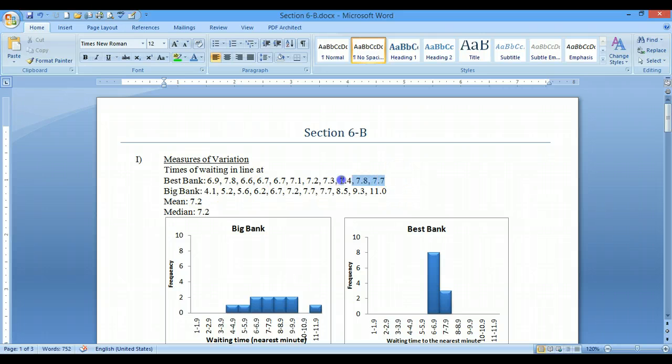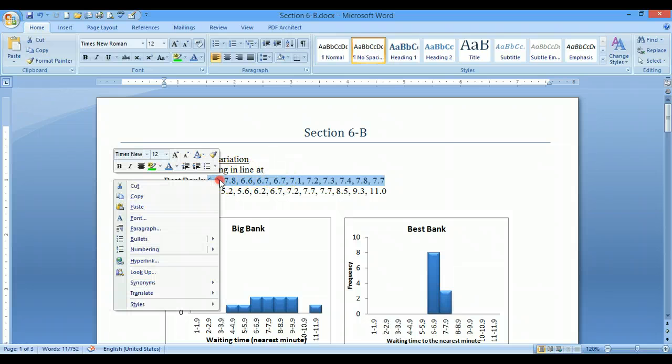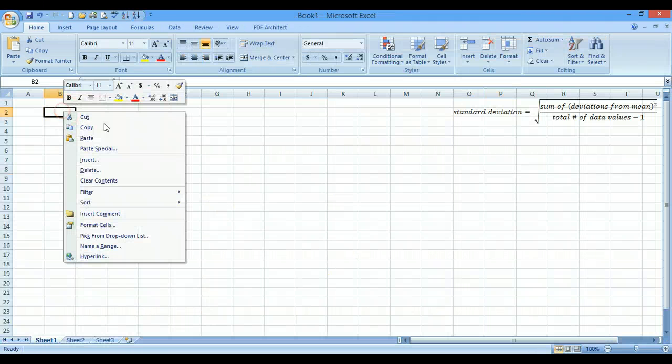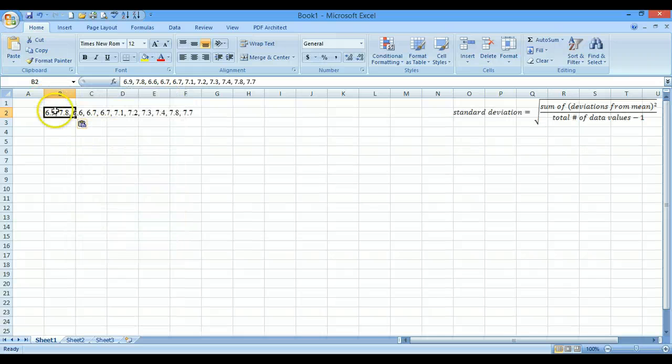Now, for this first one, I've mixed up the numbers because in most real-life situations, these won't be nice and in order from low to high. So what I'm going to do is separate them each by a comma, then copy and paste it into Microsoft Excel. But notice it keeps it all in one cell.